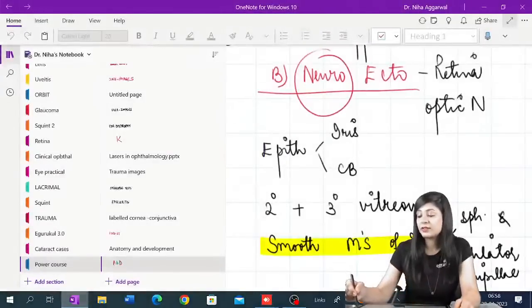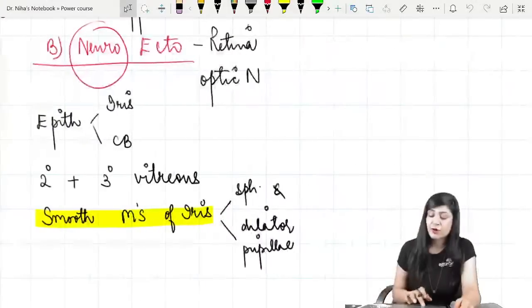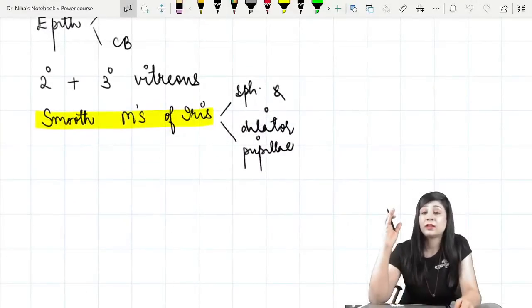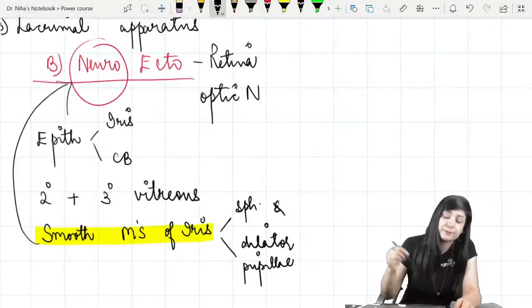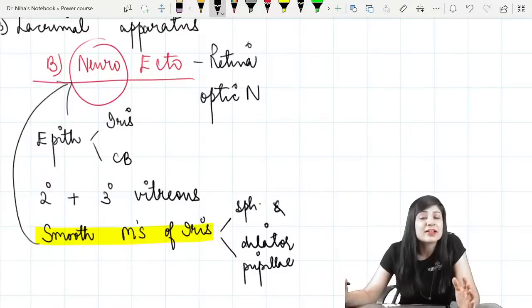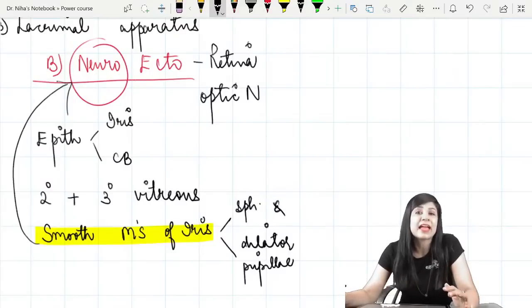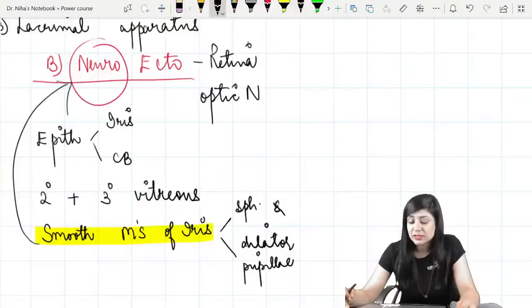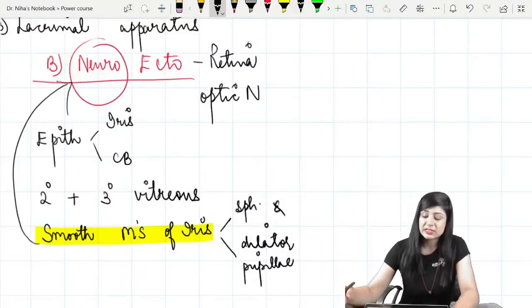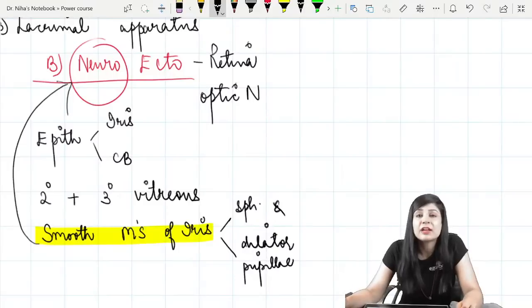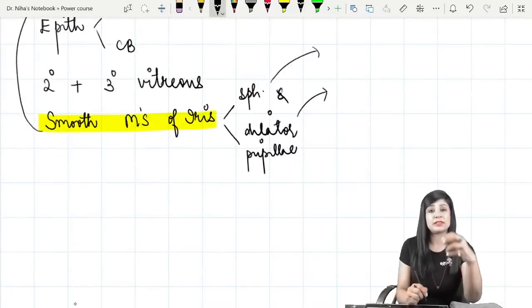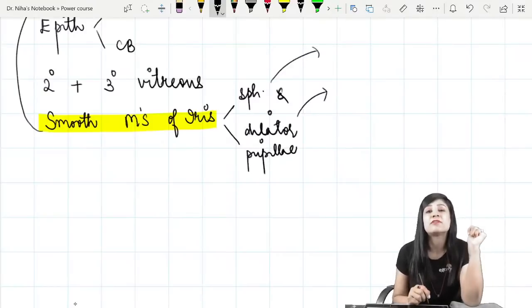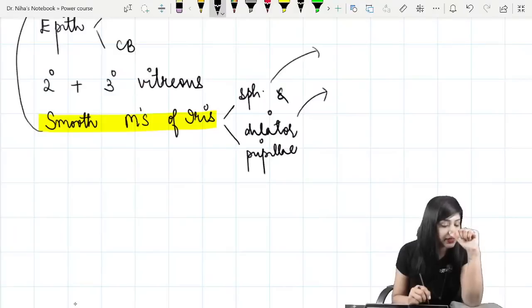Because their action is neurological, therefore they are coming from neuroectoderm. So always remember that the structure and the function both go hand in hand. Those muscles which are responsible for motility will come from the mesoderm, but those muscles which are responsible for the constriction and dilatation of the pupil have a neurological function, therefore they will come from neuroectoderm. Okay?